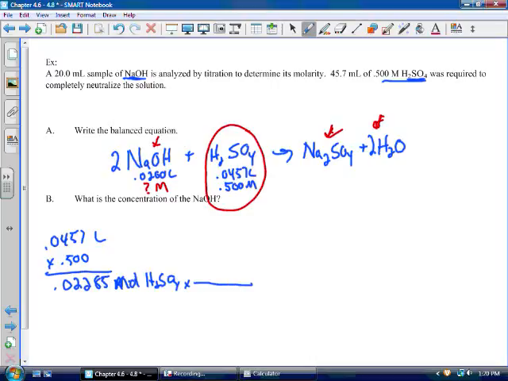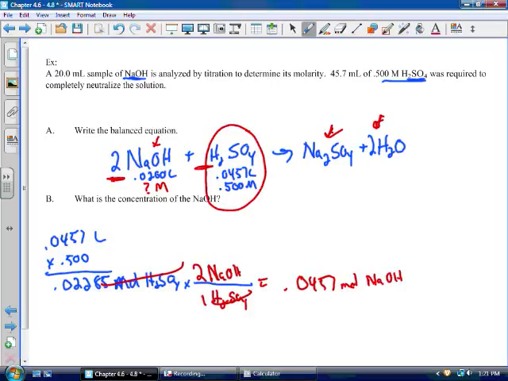Next, we need to figure out moles of sodium hydroxide. So we need to go from moles given to moles wanted. We will use a mole ratio. What I want over what I have. Here is what I want. Here is what I have. So 2 NaOH for every 1 H2SO4. So moles of H2SO4 cancel out. If I multiply by 2, I go back to 0.0457 moles of NaOH.